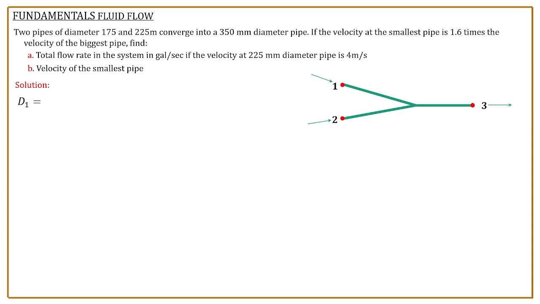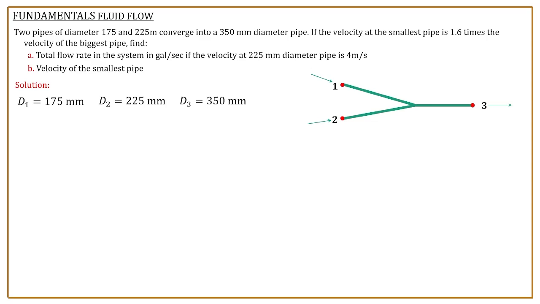So, list na natin yung given. The diameter 1, that is 175 millimeter. Then, diameter 2, we have 225 millimeter. And then, we have the diameter 3, that is 350 millimeter. And then, the velocities, so basahin natin na maigi.